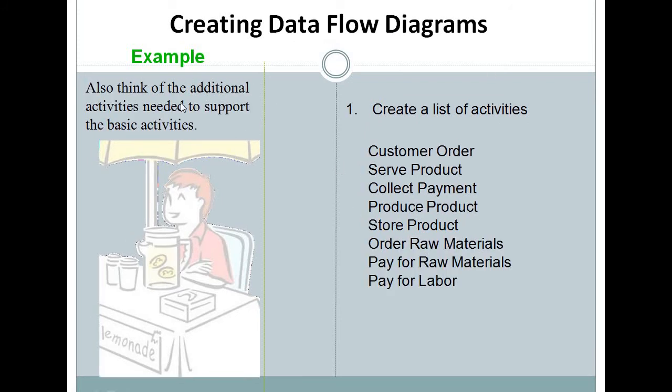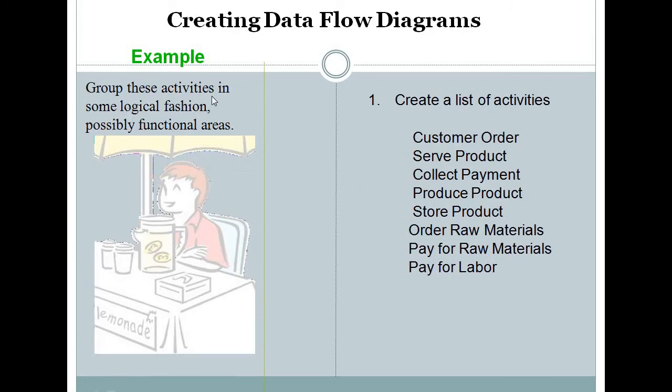Next, also think of the additional activities needed to support the basic activities, like create a list of activities where other activities may be customer order, serve products, collect payments, produce product, store product, order raw materials, pay for raw materials, pay for labor. So he thinks more and adds more activities related to the DFD diagrams.